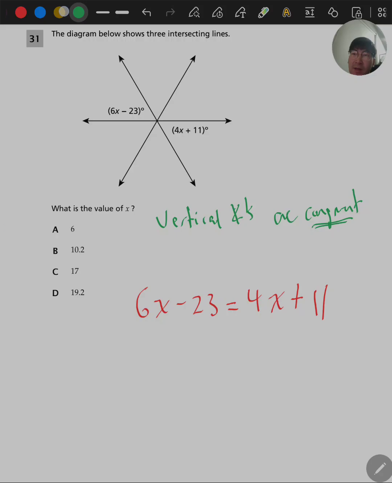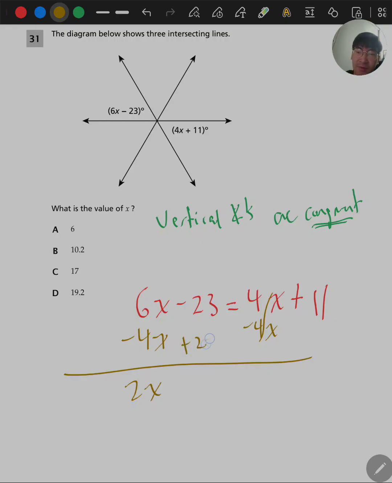So you have to gather the x's on one side. So move the smaller amount of x's to the bigger side. Subtract 4x. Subtract 4x. That's going to be 2x. And then I can add 23 on both sides. Let me just do it in one step. Plus 23. And then 2x is equal to 34. And then you finally divide by 2. And you get x is equal to 17. So the answer is C.